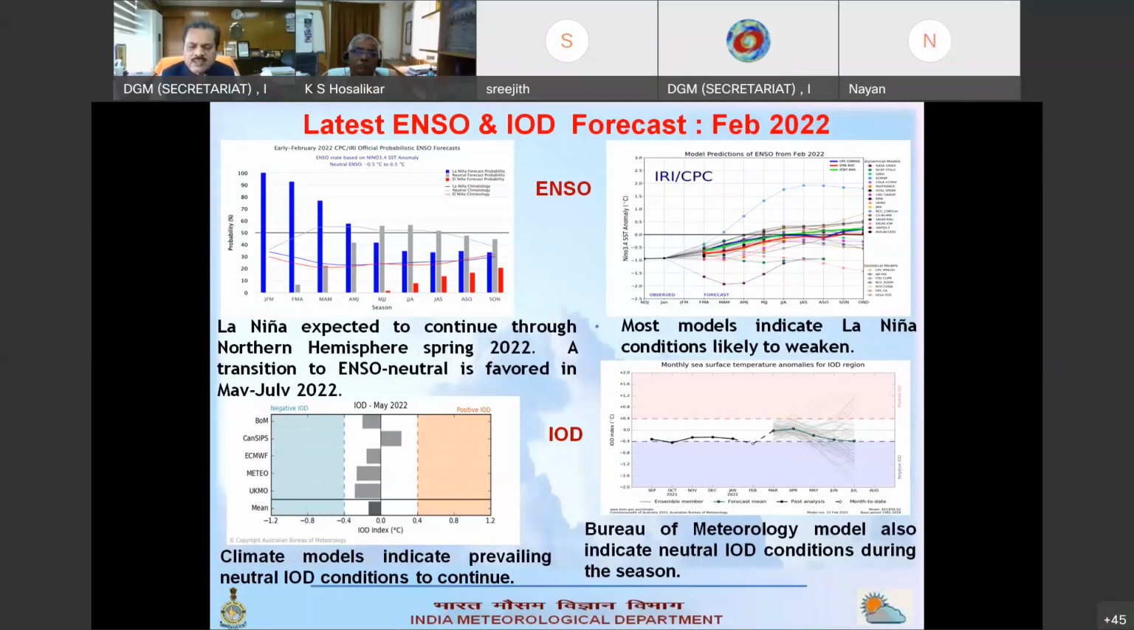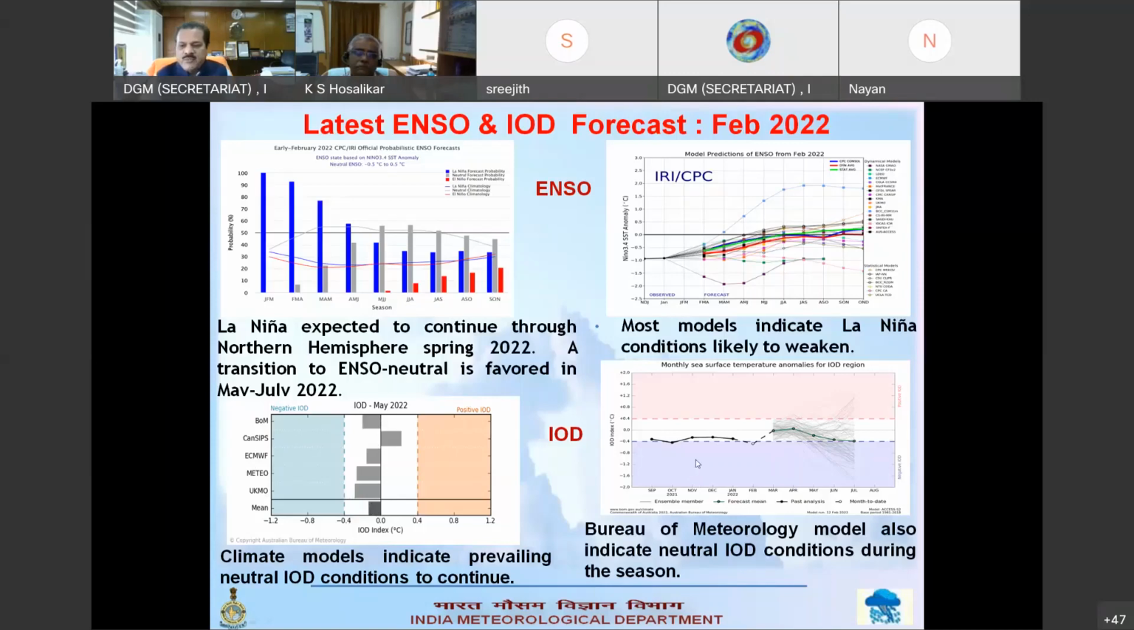Now, if you look at another circulation pattern called the Indian Ocean Dipole, various models are indicating that the prevailing neutral Indian Ocean Dipole conditions will continue. This is the zero line, which is normal, and minus 0.4 to plus 0.4 is also considered normal or neutral Indian Ocean Dipole conditions. You see that all these models, starting from the Bureau of Meteorology to UK Met Office, Meteo France and the European Centre model, are indicating that by May 2022, there will be neutral conditions.